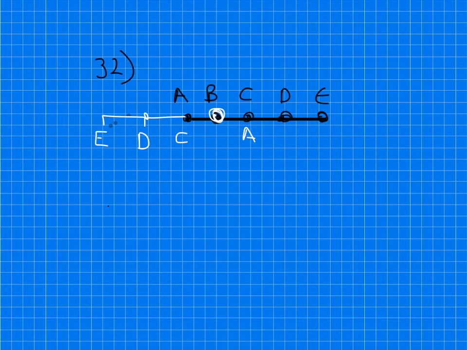Okay, now the next step is to rotate it about point C. So, putting our pen here, point D comes back to here, point E back to here, point C stays where it is, point A will come to here and point B will come to here.